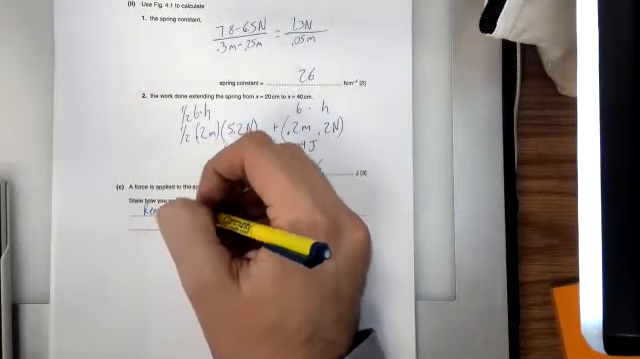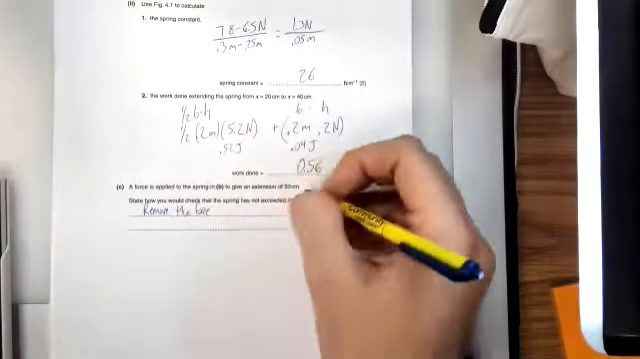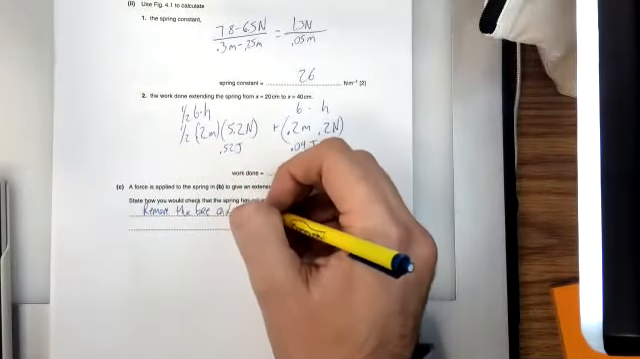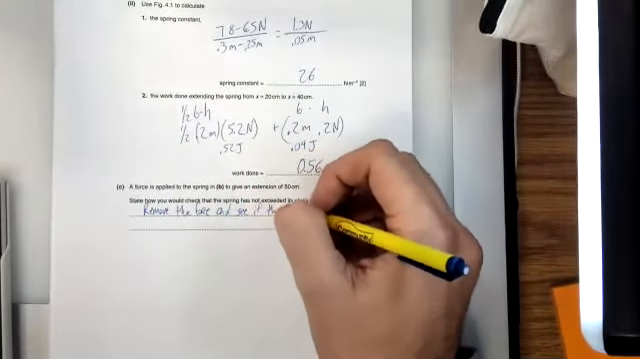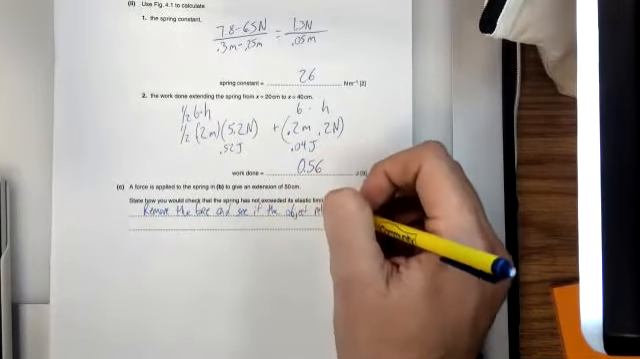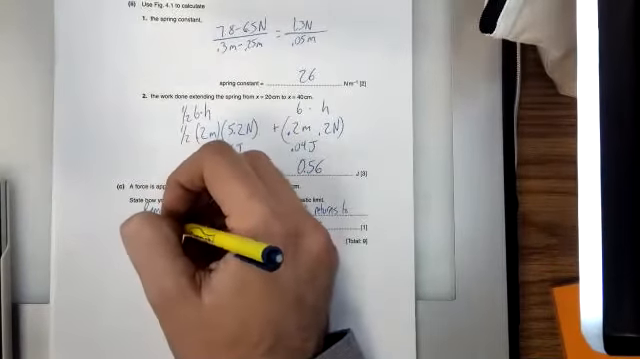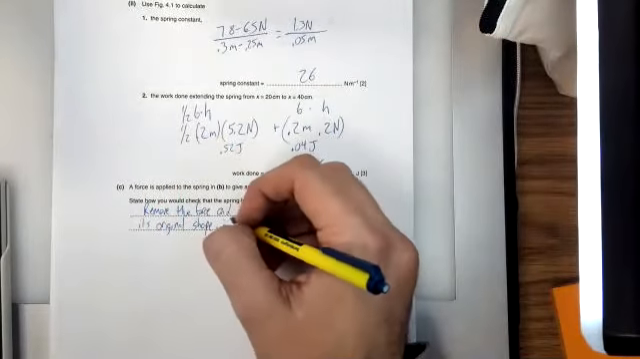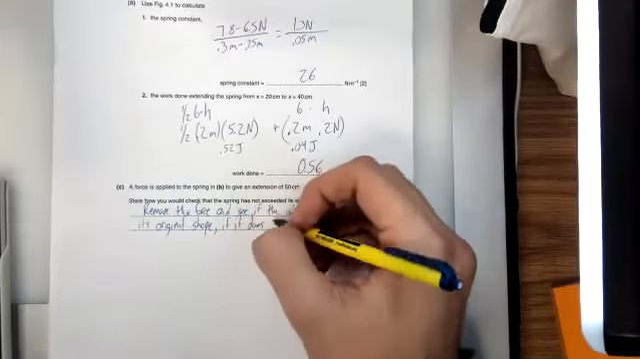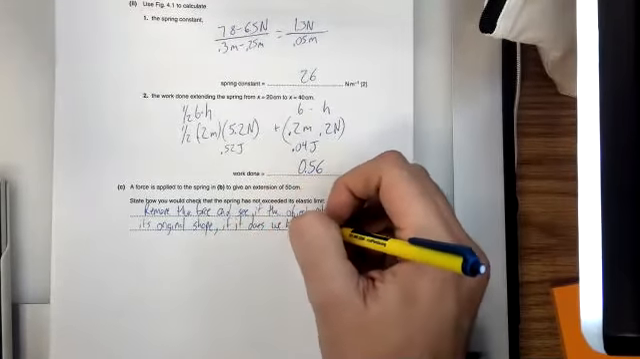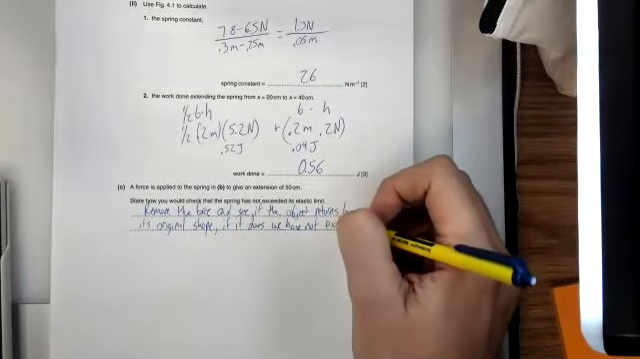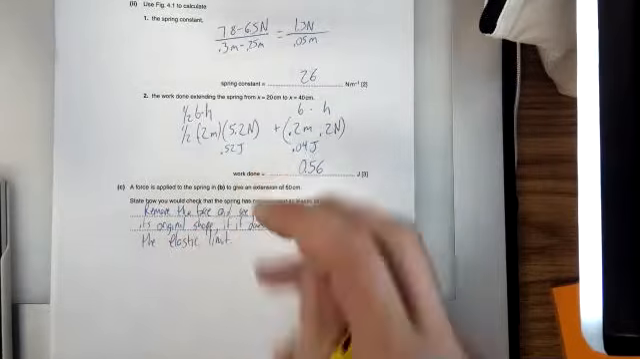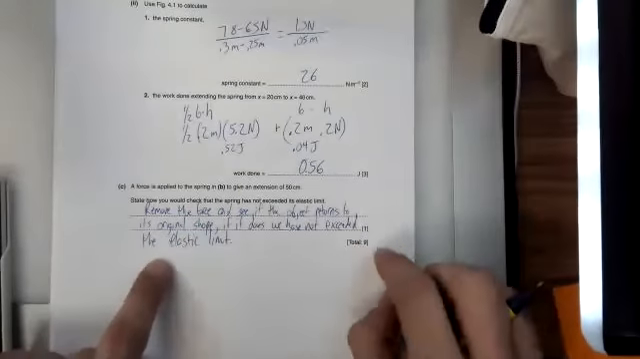Remove the force, whatever it is, we could calculate what it is for this extension and that spring constant. Remove the force and see if the object returns to its original shape. If it does, we have not exceeded the elastic limit. So be careful to always answer the question, like state how you would check.